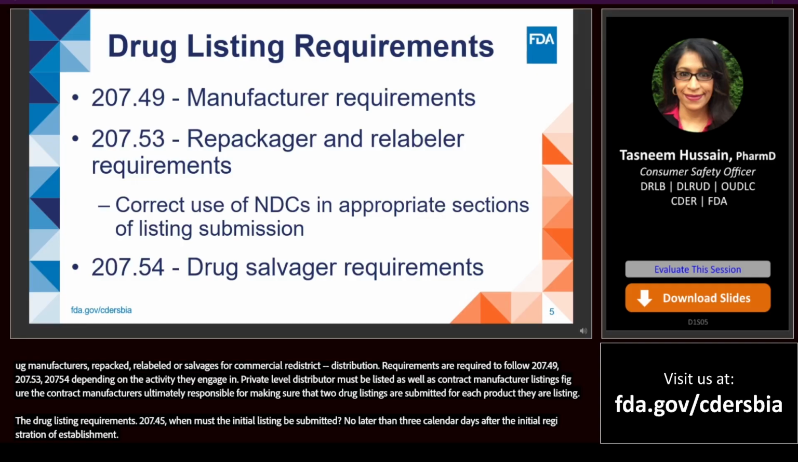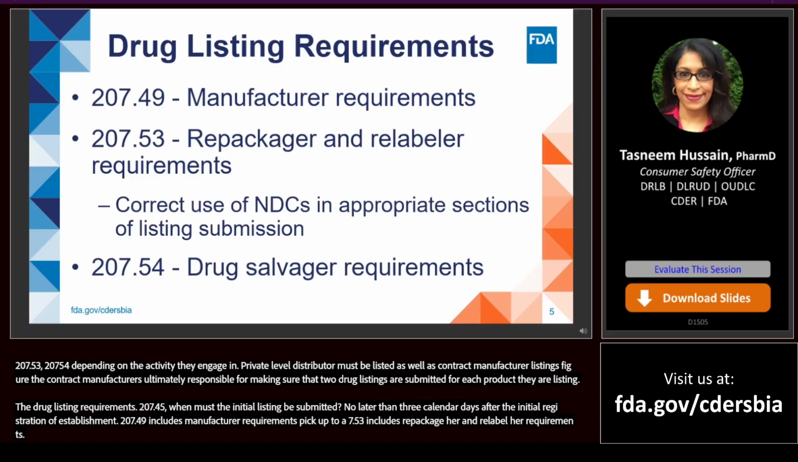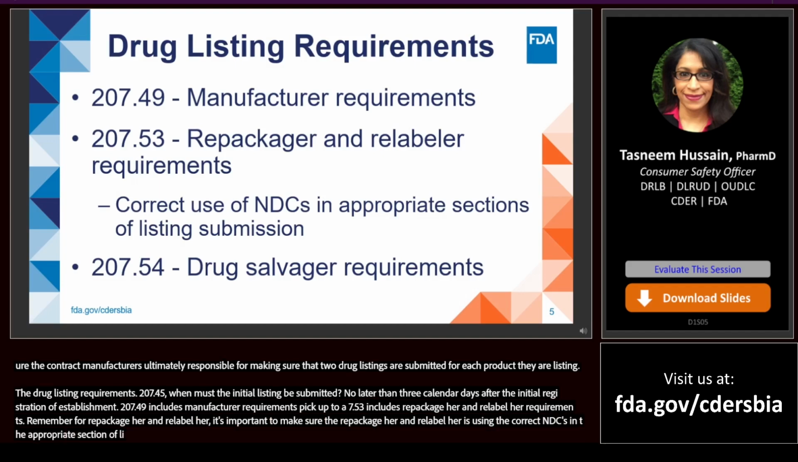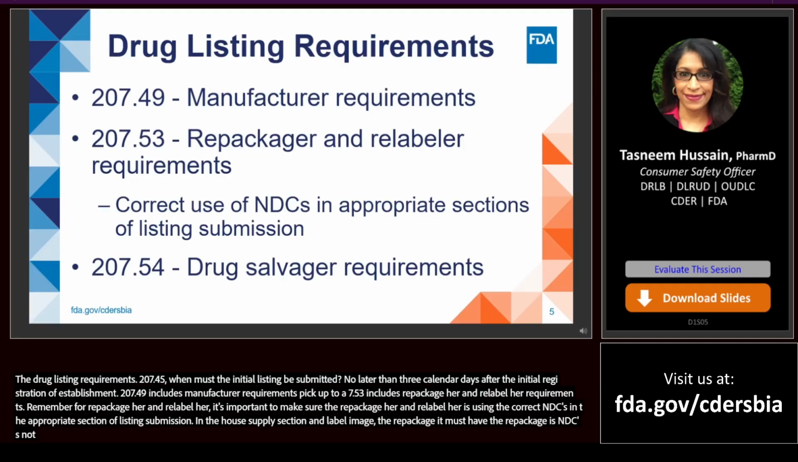And remember here, for repackagers and relabelers, it's very important to make sure that the repackager and relabeler is using the correct NDCs in the appropriate section of the listing submission. So in the package label section and in the label image, the repackager must have the repackager's NDC, not the NDC of the source. 207.54 includes drug salvager requirements.